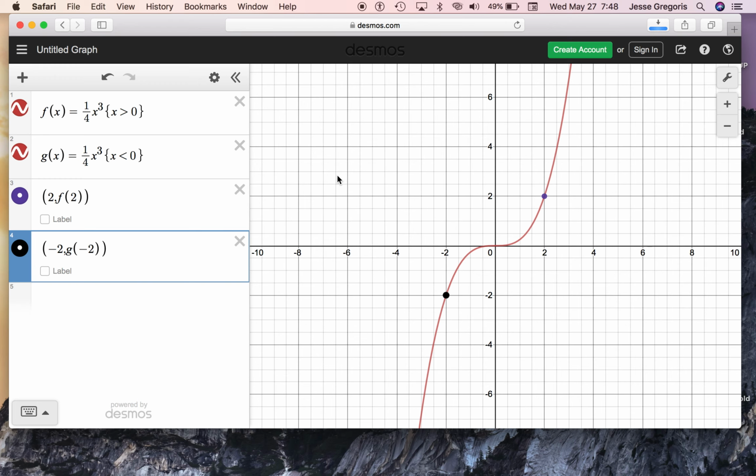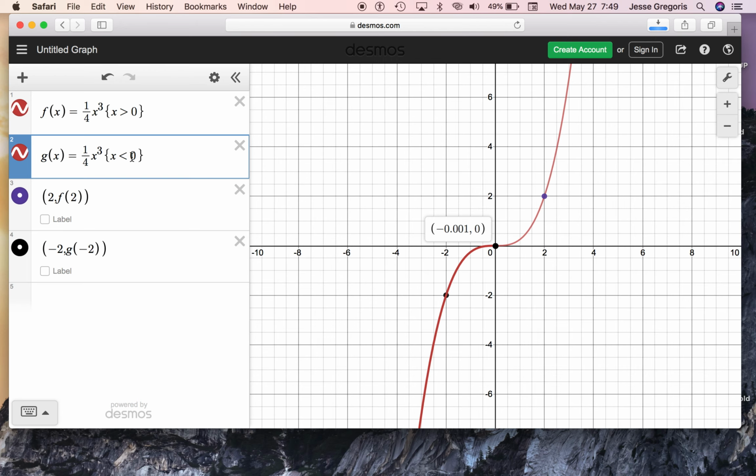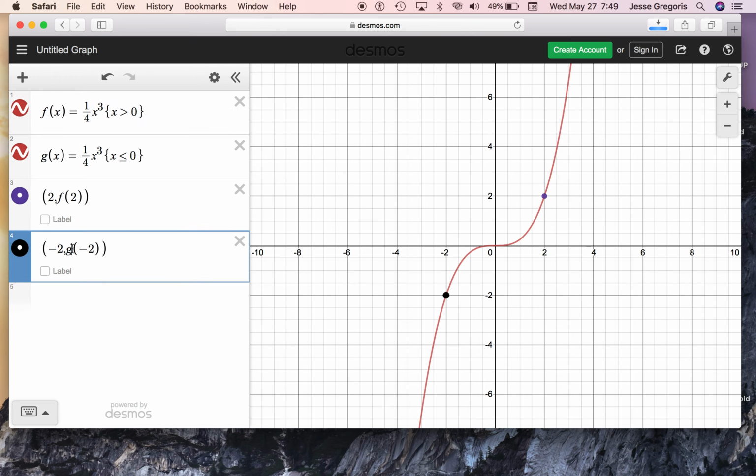All odd functions are the same in that they're rotated about the origin, which means they either have to include the origin as a point. Mine doesn't because I don't have a greater than or equal to sign. There, now it does. So it has to include either the origin as a point or the origin has to be a point restriction. So let me change this back to f and I'll show you another odd function.